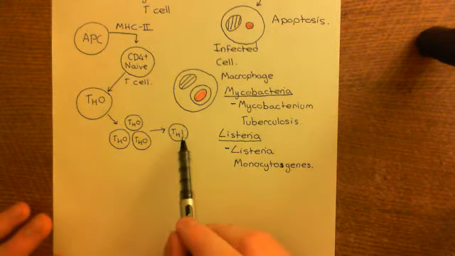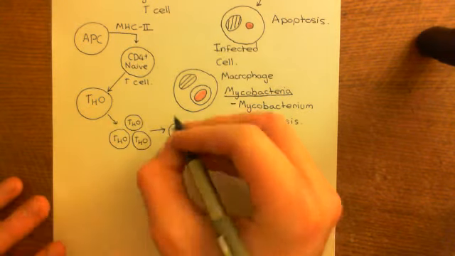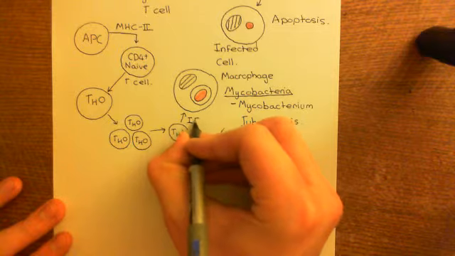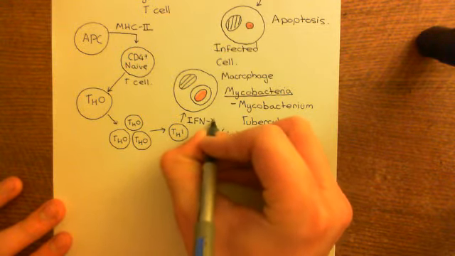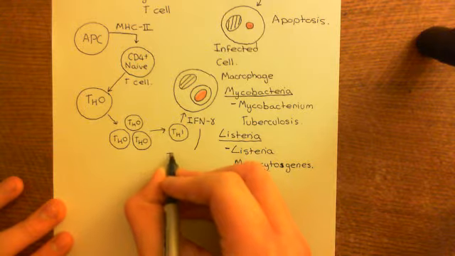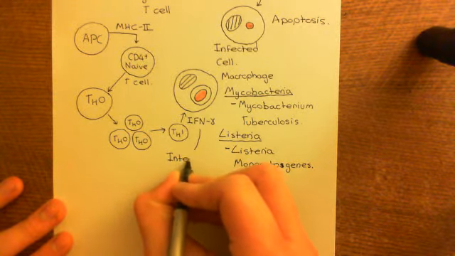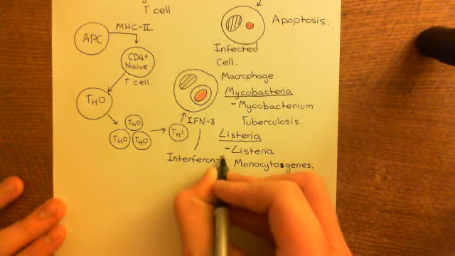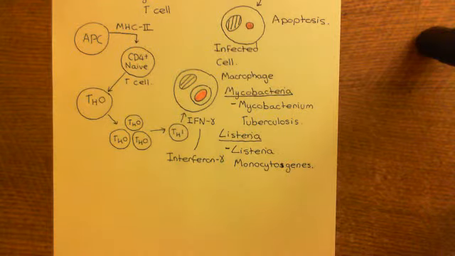Okay, so what are these T helper 1 cells going to do? Well, basically they're going to produce interferon gamma, which is often abbreviated as IFN gamma. Now, interferon gamma is basically a signal to the macrophages that says, take no prisoners. It's a signal that gives the macrophages the rights to use brutal force to take down this pathogen, basically.